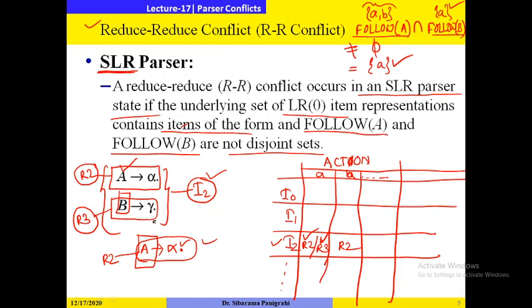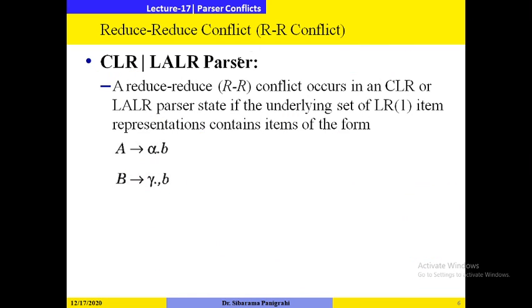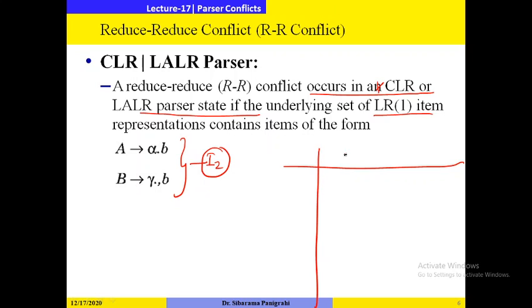Now let us go through the reduce conflict for CLR and LALR parser. A reduce conflict occurs in a CLR or LALR parser state if the underlying set of LR items are in the following form. Let's say this is item number 2. Let me construct the action table for this one. Here I will construct the action and goto. Let me concentrate on action.